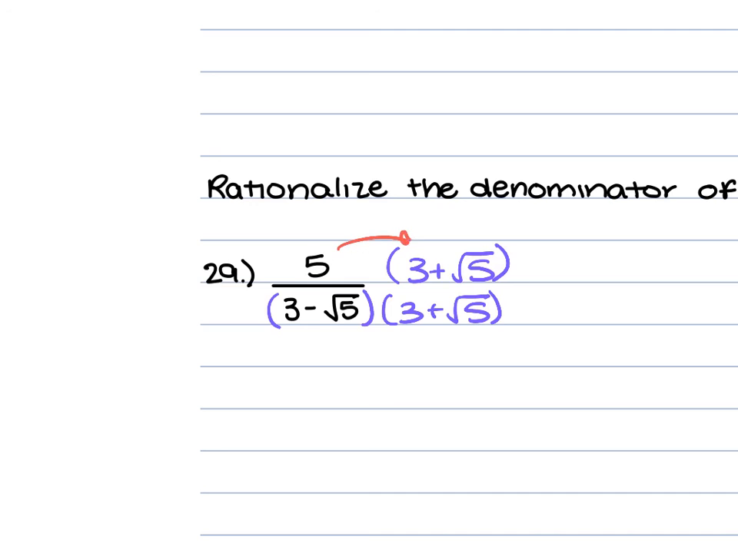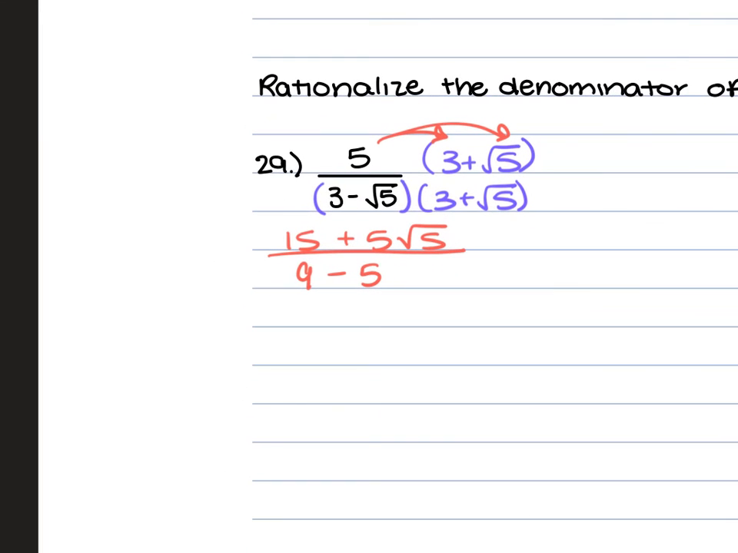So we're going to distribute in that 5 to get 15 plus 5 square root 5 all over the 3 times 3 is 9 minus the square root 5 times square root 5 is the square root of 25, which is just 5. So again, this is a difference of squares here, so those radicals are going to cancel out. We're just going to have a squared minus b squared, which is where I got the 9 minus 5 from. 9 minus 5 is 4, so our final answer for this one is 15 plus 5 square root 5 all over 4.